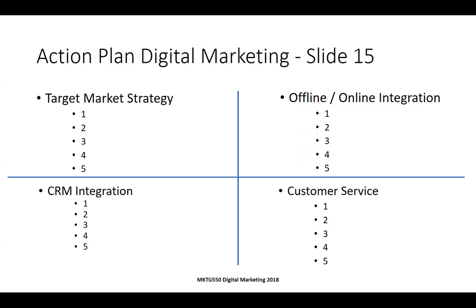Think about the digital marketing. What's the target market? What's the customer segmentation? Who are you going after? What are the demographics? What are the psychographics? What's your offline and online integration? How are you actually thinking about this? CRM: is it going to be integrated or not? And if it is integrated, you're then going to start thinking about artificial intelligence. How are you going to position your customer service? This is like everything as far as I'm concerned.